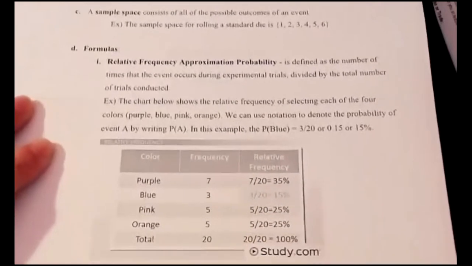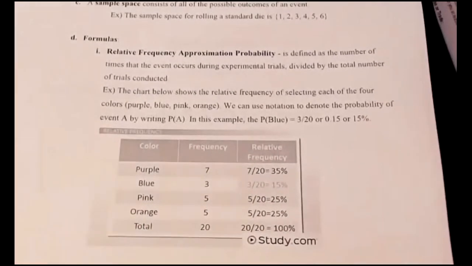In terms of formulas, let's take a look at something that we're actually familiar with. So we've talked about relative frequency. So we have something called relative frequency approximation probability. I know, a mouthful. It is defined as the number of times that the event occurs during experimental trials divided by the total number of trials conducted.